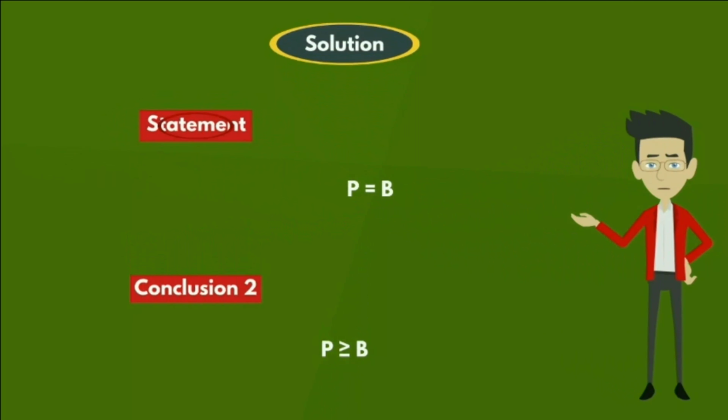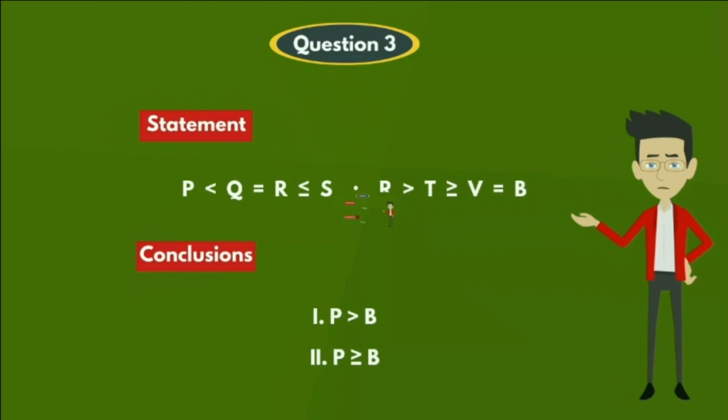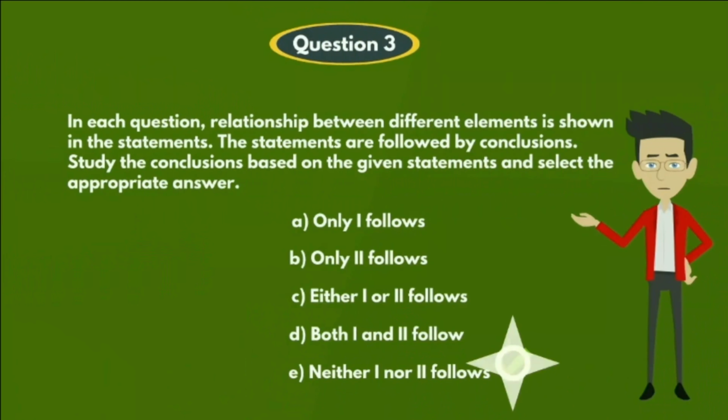But here it is P greater than or equal to B. So conclusion 2 is false. So here conclusion 1 and conclusion 2 are false. So the answer is option E. Neither 1 nor 2 follows.